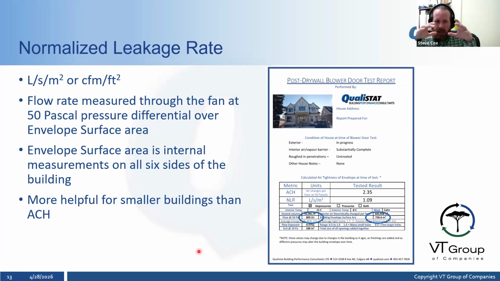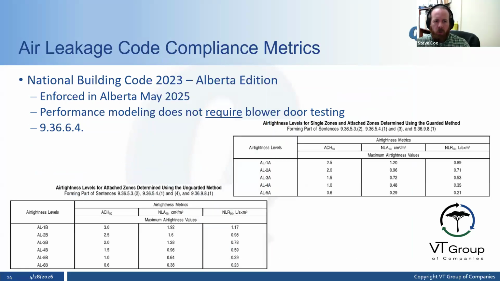Because if we're using the flow rate through the envelope surface area, the math is more in our favor. Okay. So let's talk a little bit about code compliance metrics as laid out. This one is the 2023 Alberta edition of the National Building Code. It's been in force for a year now.